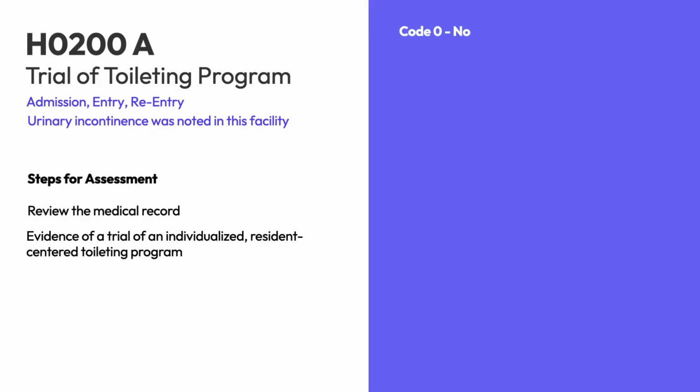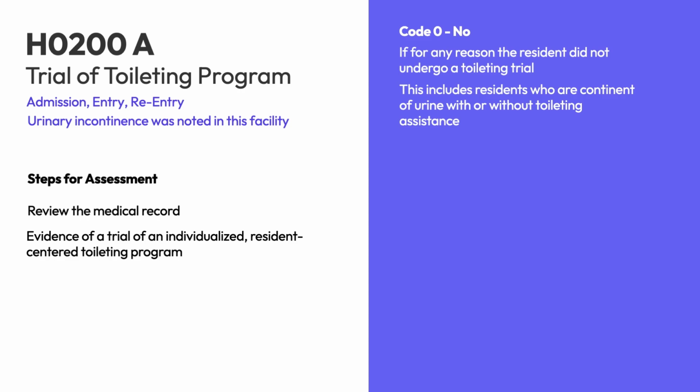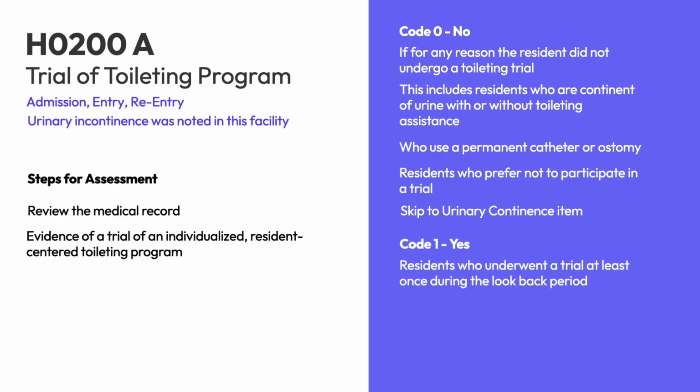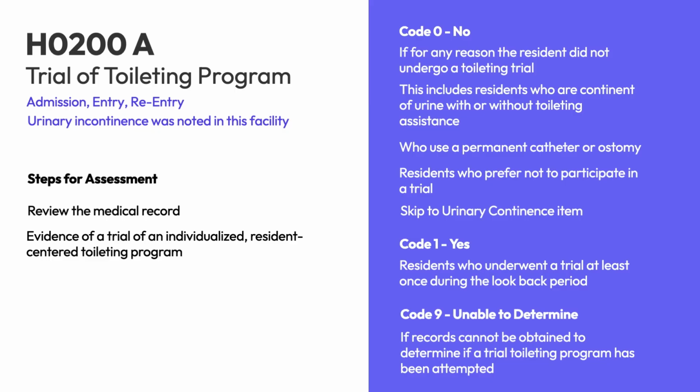Code 0 for no, if for any reason the resident did not undergo a toileting trial. This includes residents who are continent of urine with or without toileting assistance, or who use a permanent catheter or ostomy, as well as residents who prefer not to participate in a trial and skip to urinary continence item. Code 1 for yes, for residents who underwent a trial at least once during the look-back period. Or Code 9 for unable to determine, if records cannot be obtained to determine if a trial toileting program has been attempted.